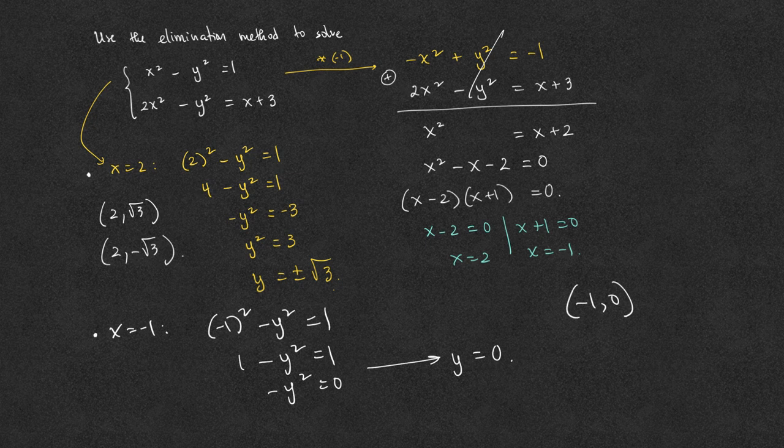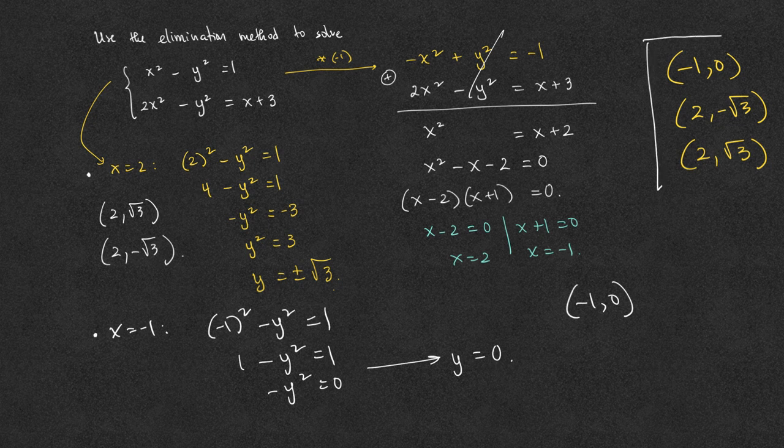So we end up with 3 solutions total. The first one, from the left to the right, x equals -1, y equals 0. x equals 2, y equals -√3, and x equals 2, y equals the square root of 3. There are 3 solutions to this system of equations. We should check the answers though.